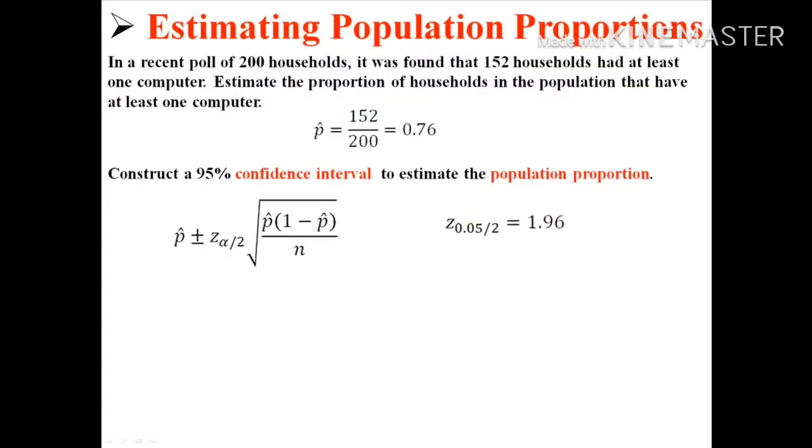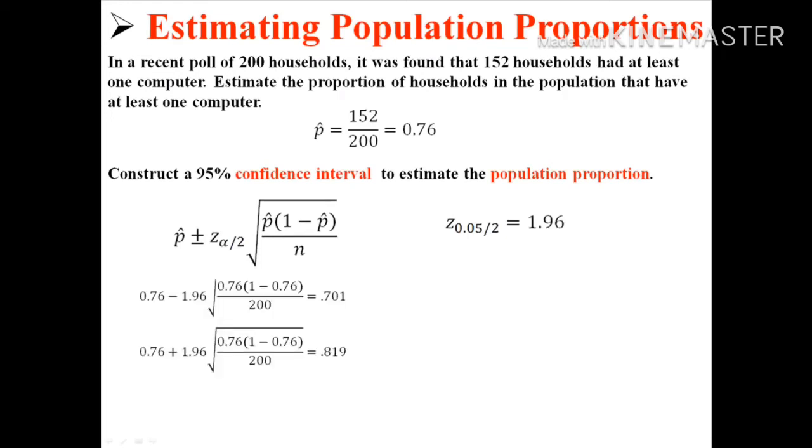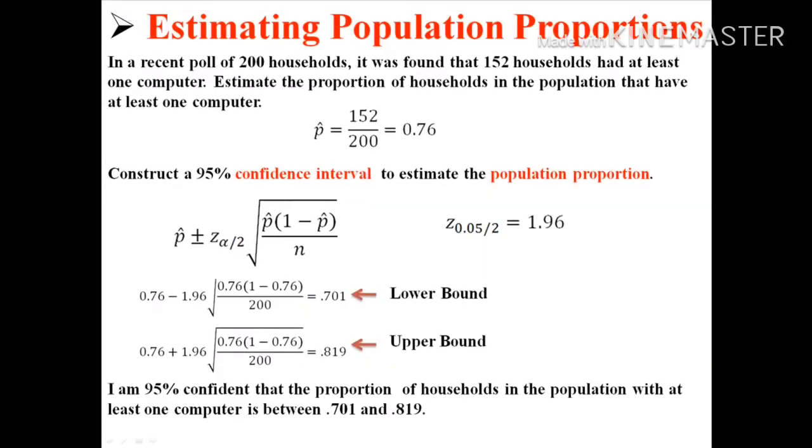So we're going to use the 1.96 for our z. Now I'm just going to plug things into the equation. That should be a square root at the top, it got cut off. But you can see I put in 0.76 for the sample proportion, 200 for the size of our sample, and 1.96 for our z bound. So for our confidence interval, I am 95% confident that the proportion of households in the population with at least one computer is between 0.701 and 0.819.